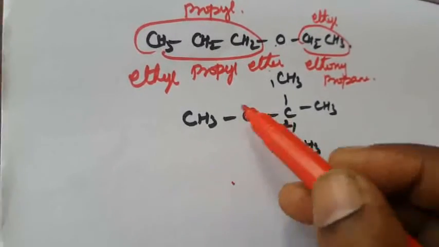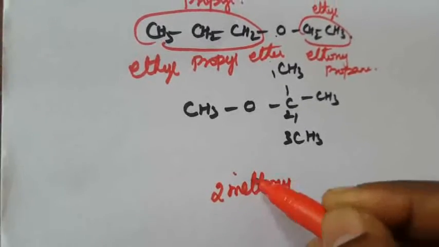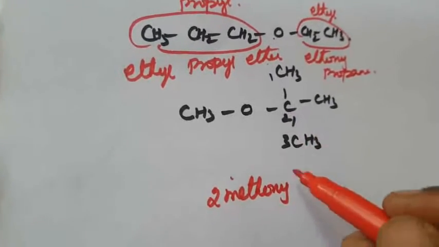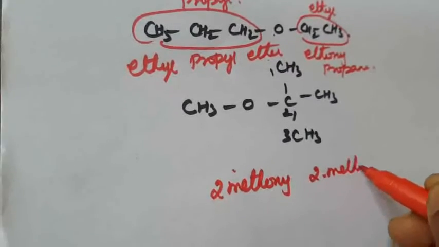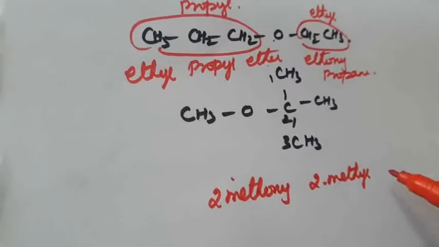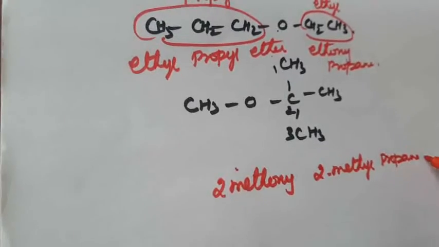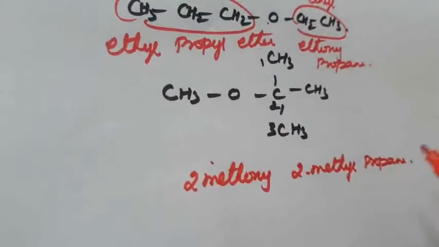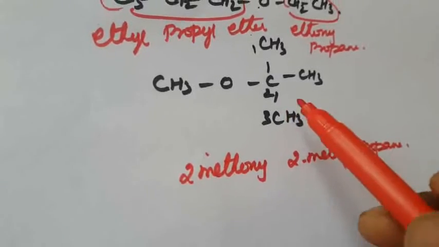How to write the name? Second position containing methoxy. 2-methoxy. Again 2-methyl. 2-methoxy, 2-methyl, 3 carbon means that is propane. This is another one. How to write the common name?